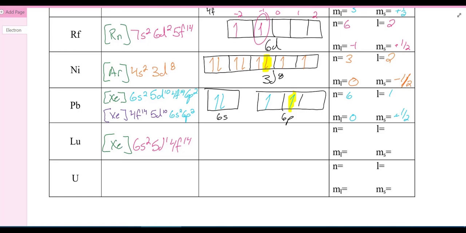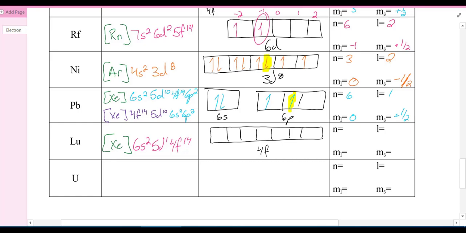And fine, well, we can do the 4f. We'll do it. Why not? 1, 2, 3, 4, 5, 6, 4f. There's 14 of them in here, so that's full. 1, 2, 3, 4, 5, 6, 7, 8, 9, 10, 11, 12, 13, 14. This guy. So N is 4, L is 3. M sub L, last one is 3. MS down, minus 1/2.